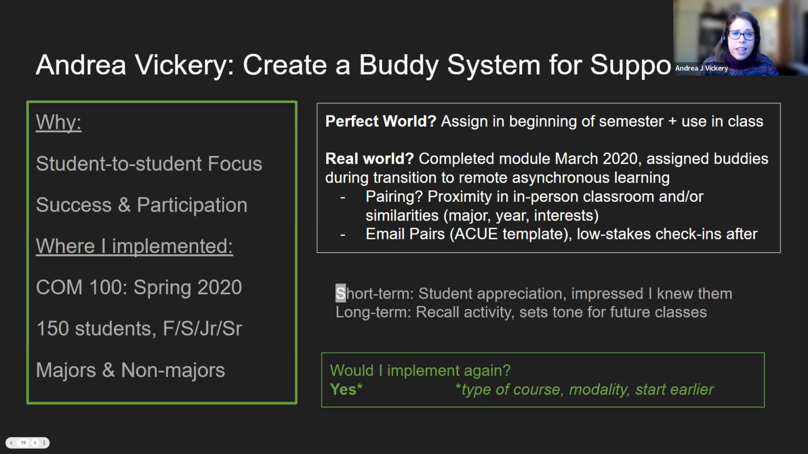Did it not? It worked better than I thought it would. So I was really glad I tried it out. And, you know, I always think, well, would I do it again? And it seems that as always, as we're seeing with most of these things, your mileage may vary. It's a yes and an asterisk. So it really depends on the type of course.